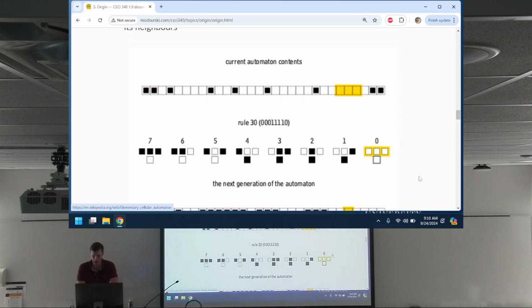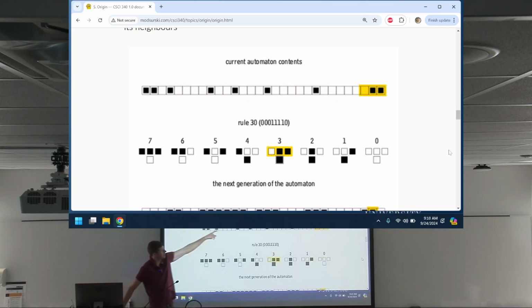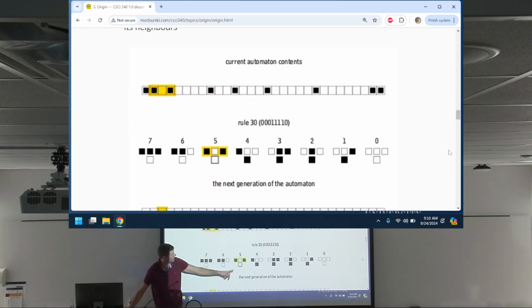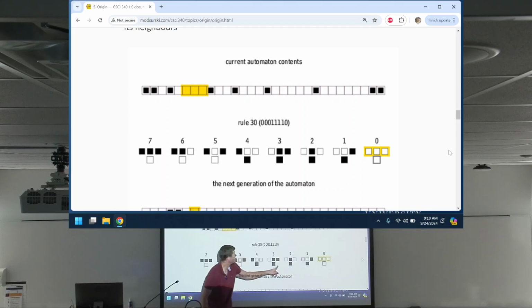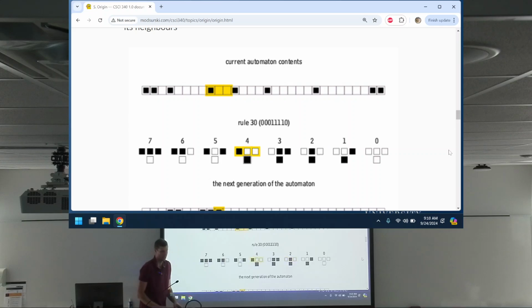So, here's Rule 30. This is what it is. Starting condition, Rule 30. Why is it Rule 30? Well, if you take the binary representation of what this is, you get the number 30: 0, 0, 0, 1, 1, 1, 1, 0. That's what that is, okay? Cool?